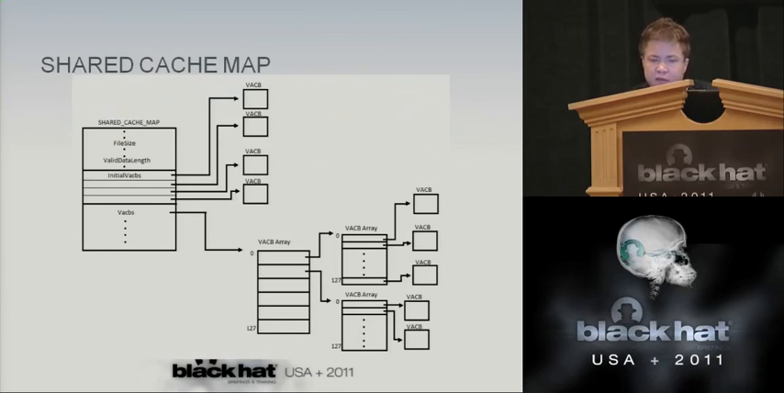Here's what basically a 2-level deep array in the cache map would look like. So an array of a VACB array that points to a VACB array that points to the actual VACBs that describe the data in the cache.